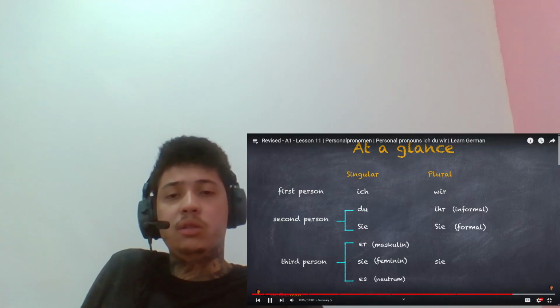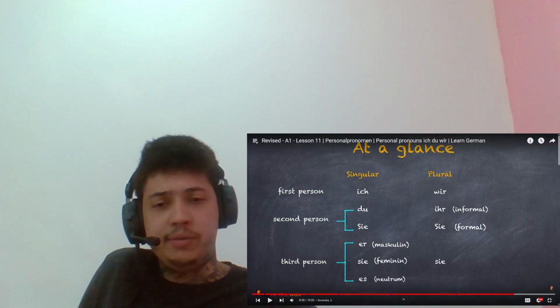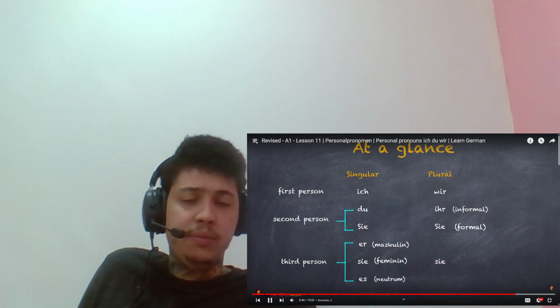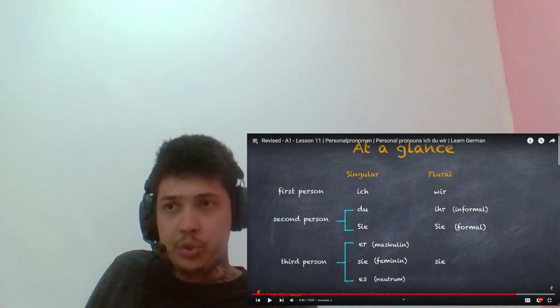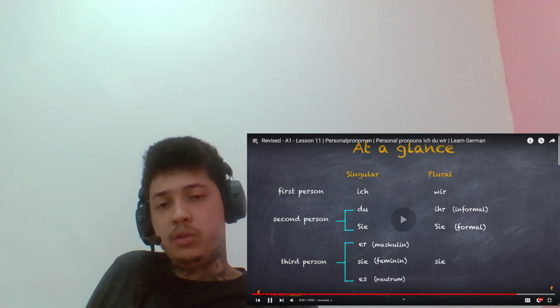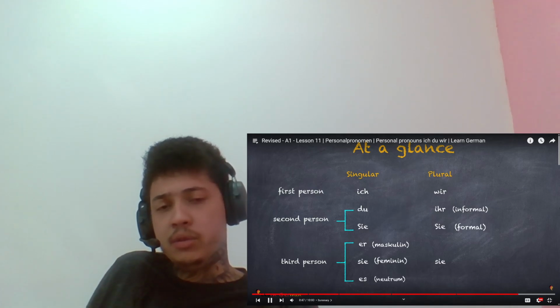When talking about a thing that's neutral, for example, a book or car, das Buch oder das Auto, then you will use the pronoun es.